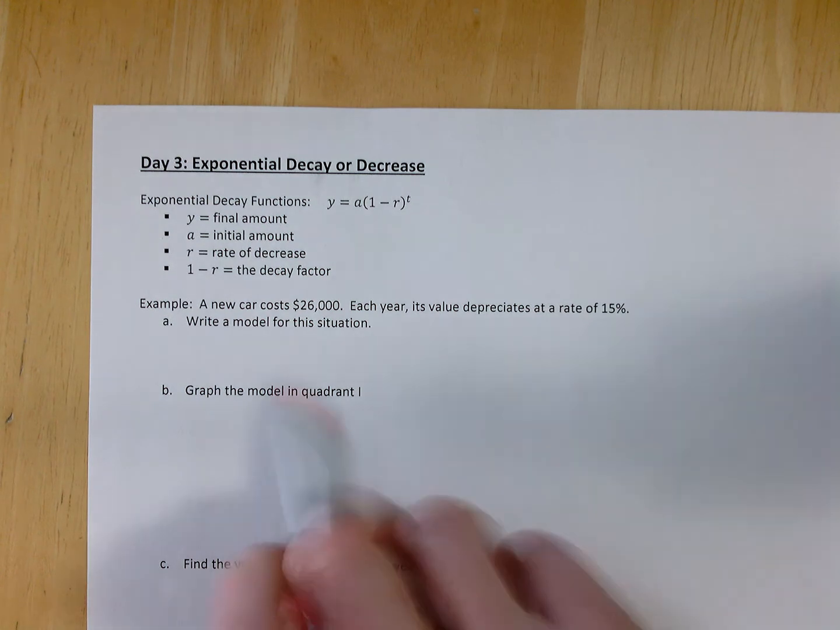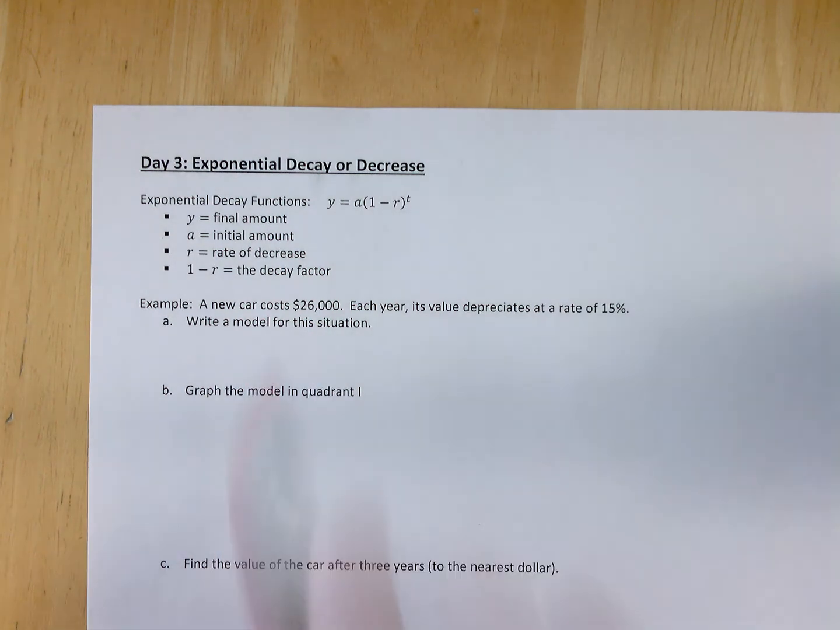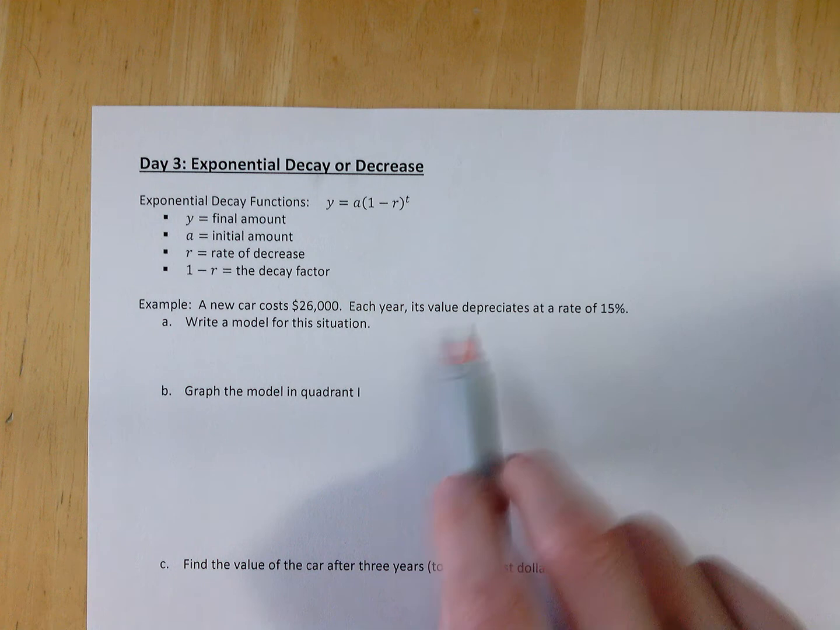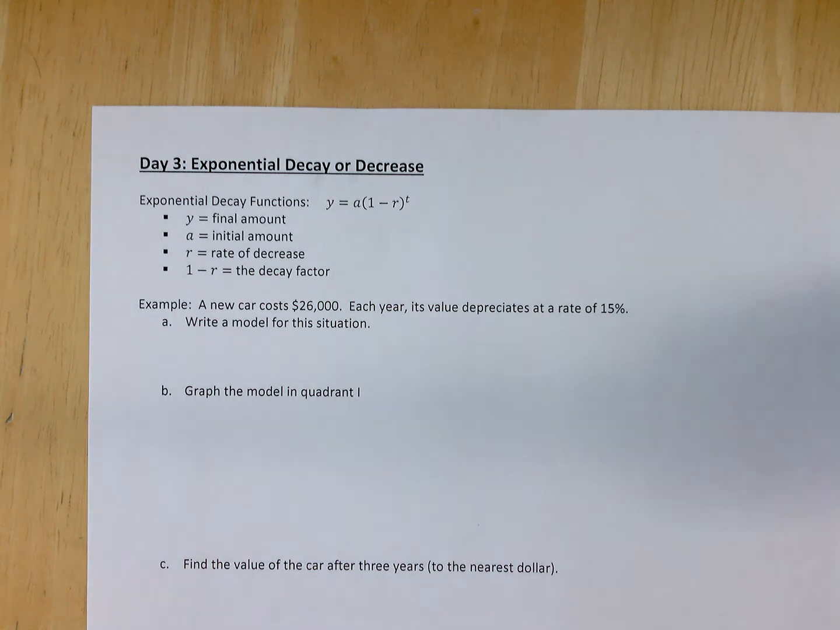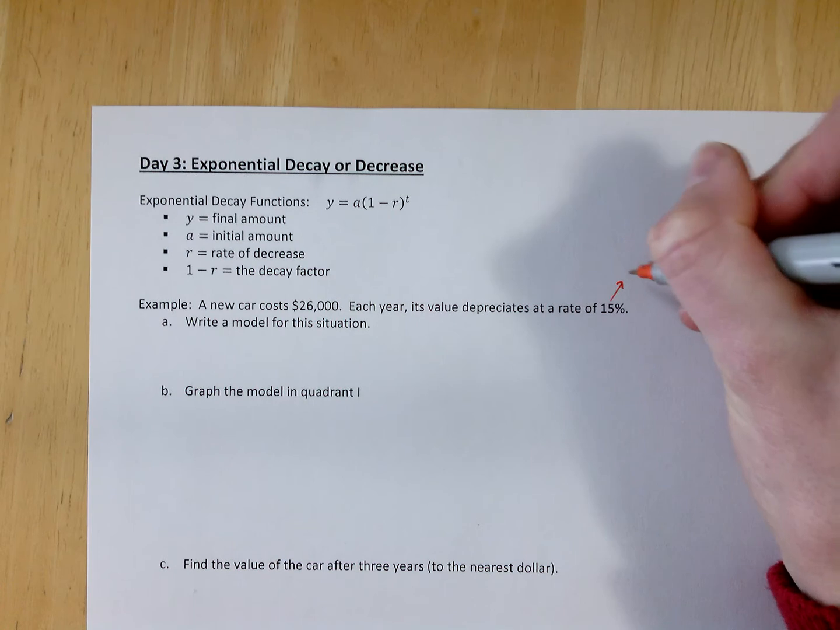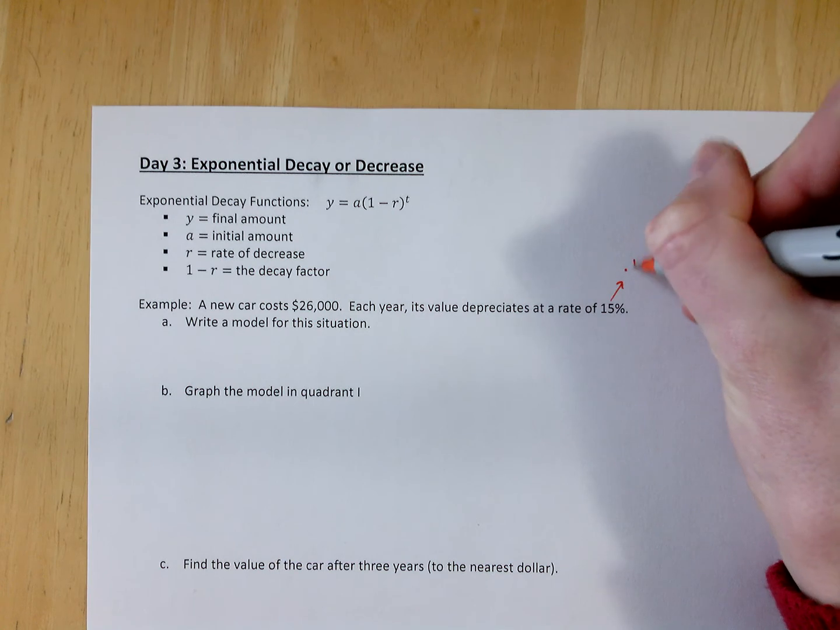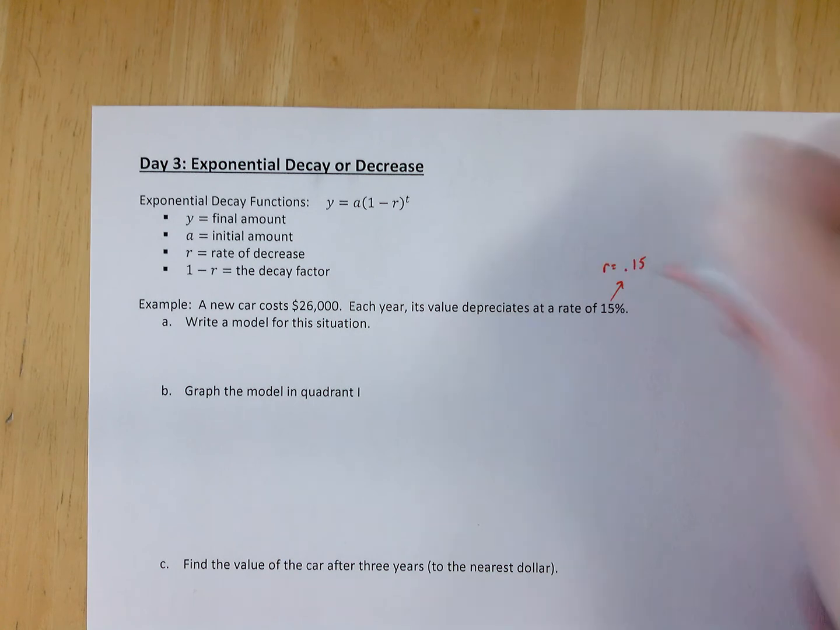Okay, so when we look at this example, we get a new car that costs $26,000. Each year its value depreciates at a rate of 15%. That is true of cars, right? Cars lose value over time. So that would be 0.15 as a decimal. So that's going to be our r.